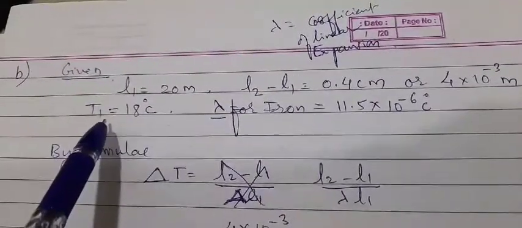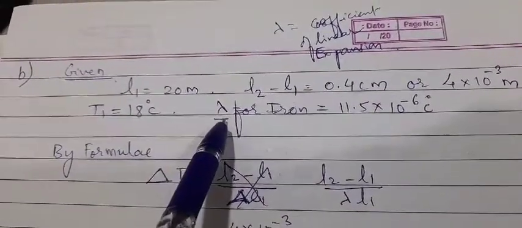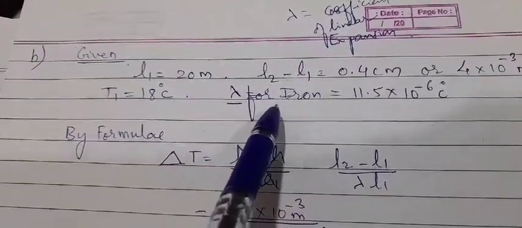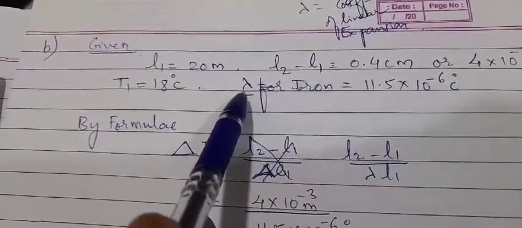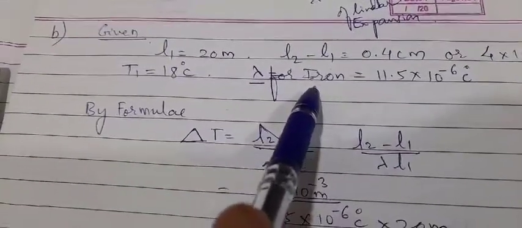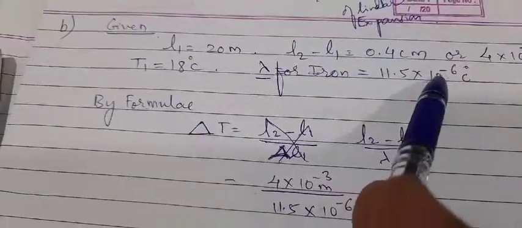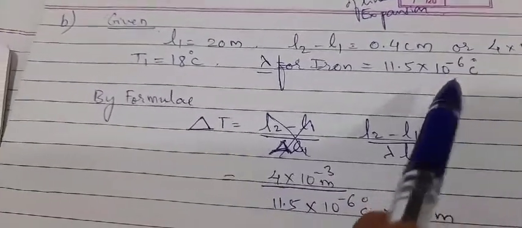Now T1 is 18 degrees Celsius. Now this is lambda for iron, the coefficient of expansion. It is called the coefficient of expansion for iron, and that is fixed: 11.5 into 10 raised to minus 6 per degree Celsius.